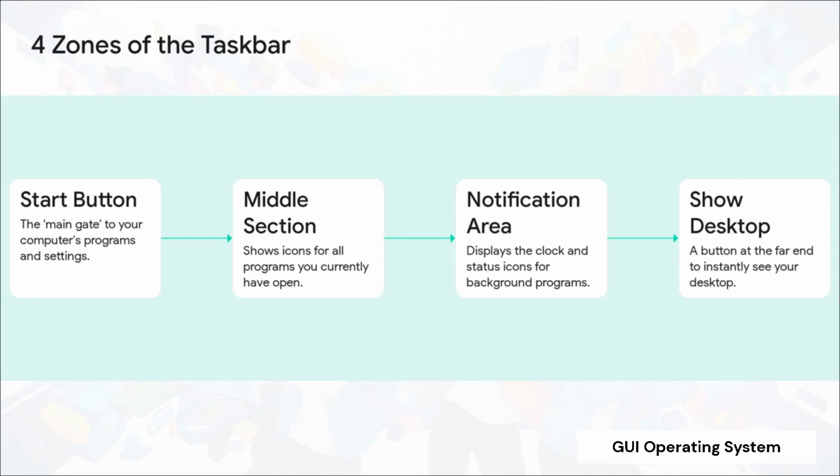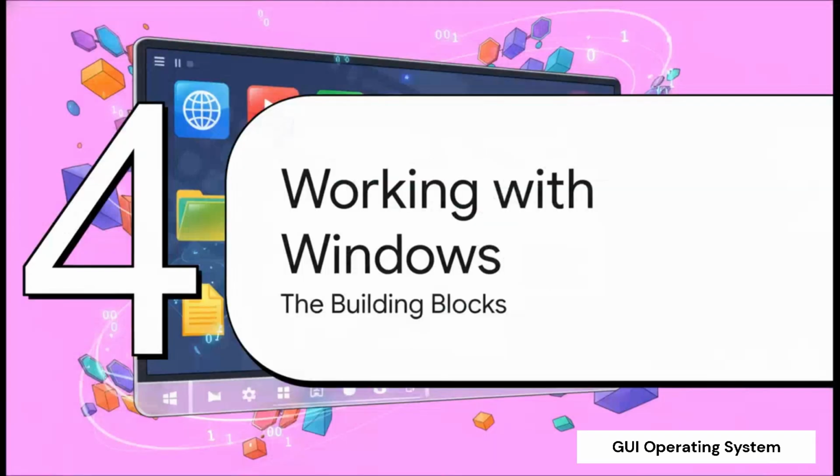Then, that big middle section shows you all the apps you have open. Over on the right, you've got the Notification area with a time and other status icons. And see that tiny little sliver on the far, far right? That's the Show Desktop button. One click and it hides everything. Super handy. So we've got the desktop, icons, and a taskbar.